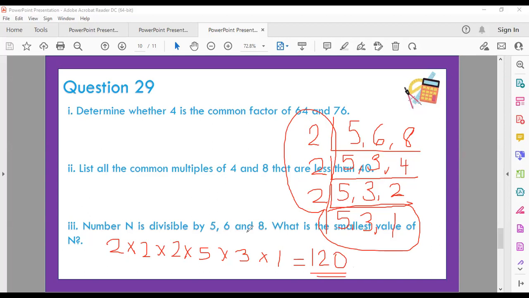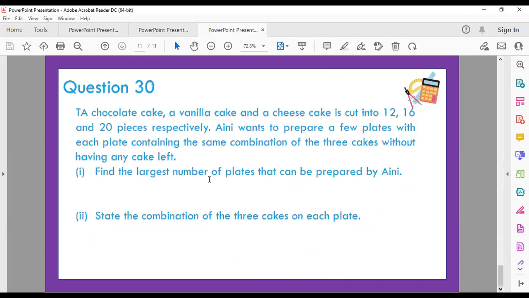So 120 is the number that is divisible by 5, divisible by 6, and also divisible by 8, and that's the smallest multiple of these 3 numbers. Okay, I hope you understand what's happening. Yes, Natasha, 120, that's right. Okay, so clear? And now the last question of the day.